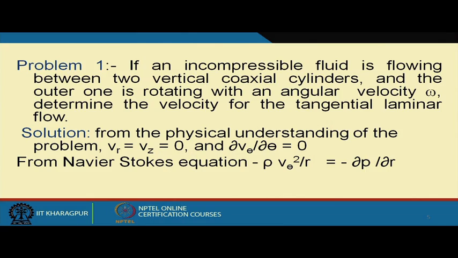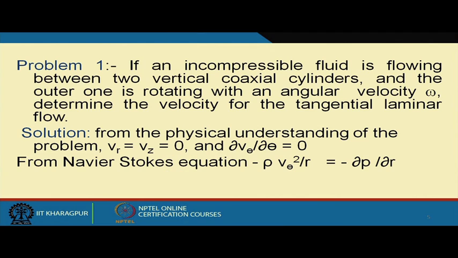These two cylinders are there and the outer one is rotating with an angular velocity omega. So, if this is the outer one, this is the inner one. The inner one is fixed, the outer one is rotating with an angular velocity of omega. Then determine the velocity for the tangential laminar flow. Given this problem, here we assume one thing, that the flow is steady, there is no unsteady component.